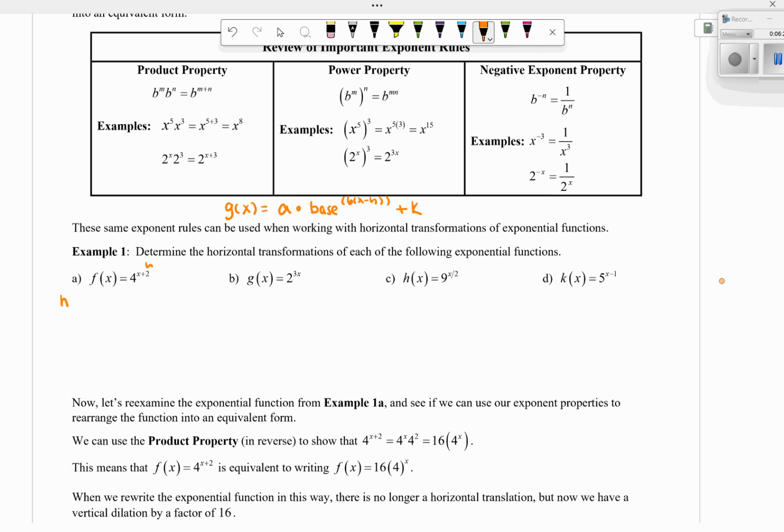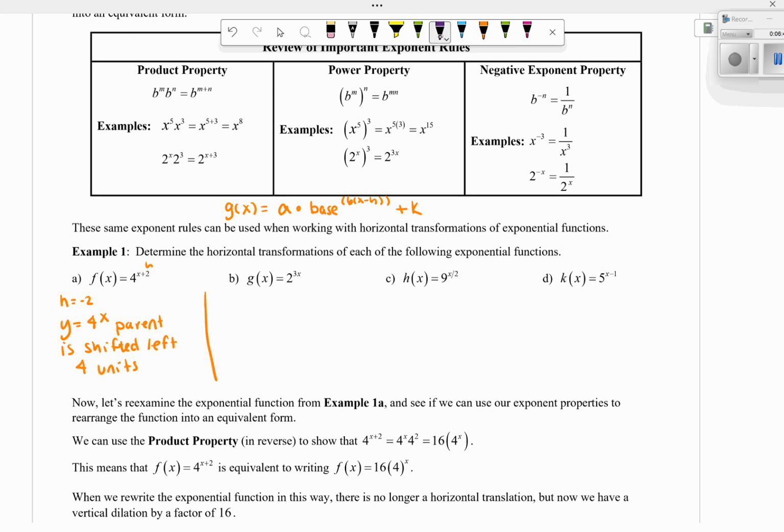So that means to get plus 2, h has to be negative 2, which means that our graph of y equals 4 to the x, the parent graph, is shifted to the left 2 units.